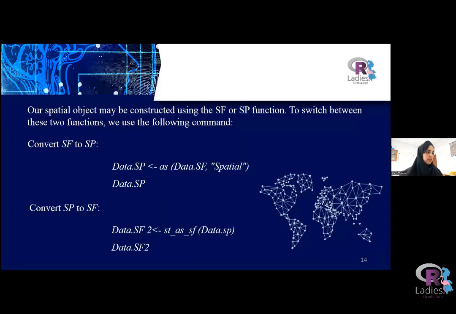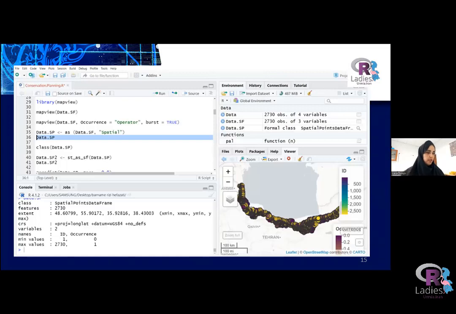Our spatial object may be constructed using the SF or SP function. To switch between these 2 functions, we use the following command. Convert SF to SP with this command, and then convert SP to SF with this command, as_Spatial underscore as underscore SF. In this image, we show that we have switched from SF to SP.